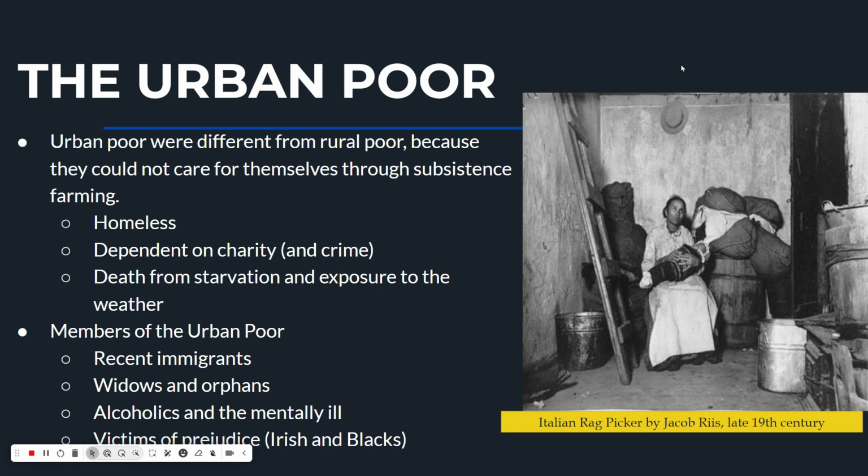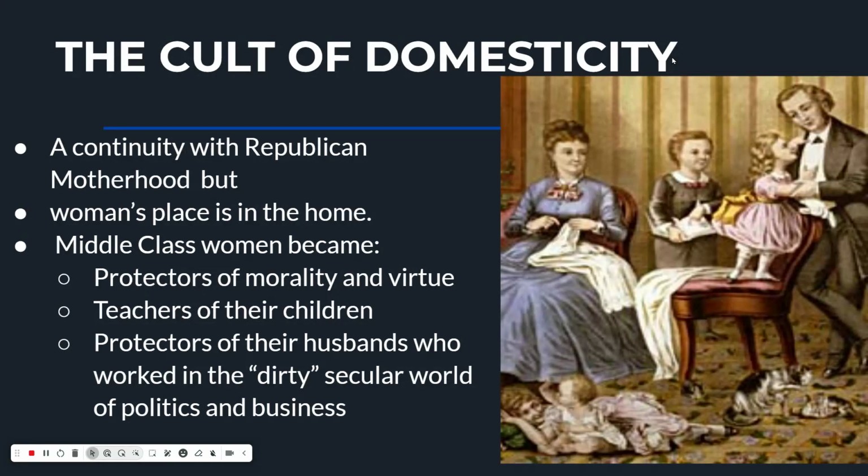Some groups that are more likely to be members of the urban poor would be recent immigrants to the United States, widows and orphans because of the inability to support themselves, because they were often paid less than a white man. For example, victims of prejudice, so particularly Irish immigrants and also free blacks, were also paid less than white men in comparison. And those that suffer from addiction and mental illness.